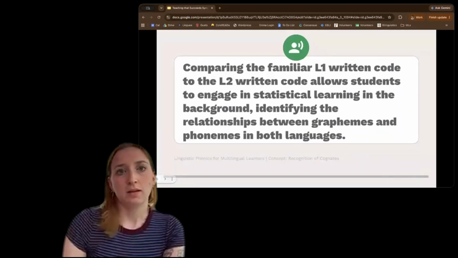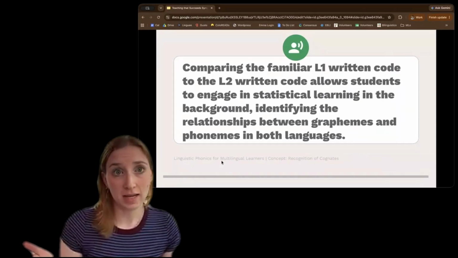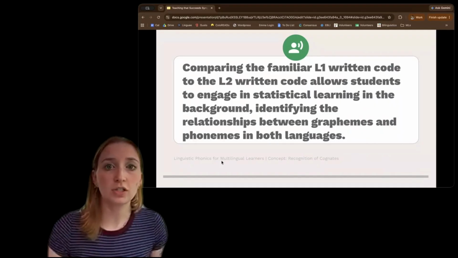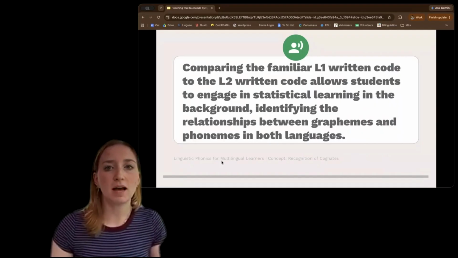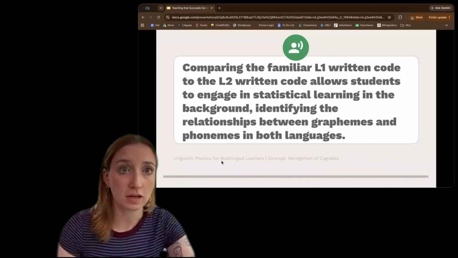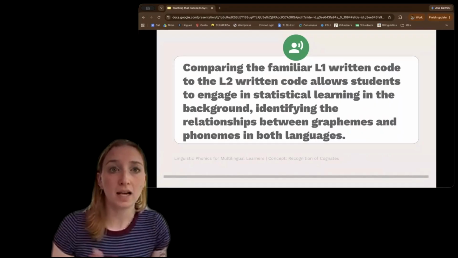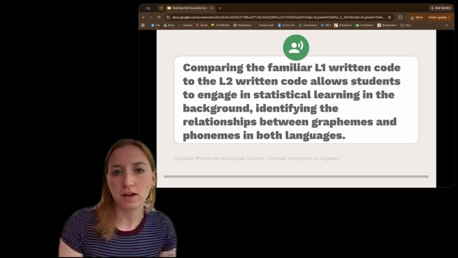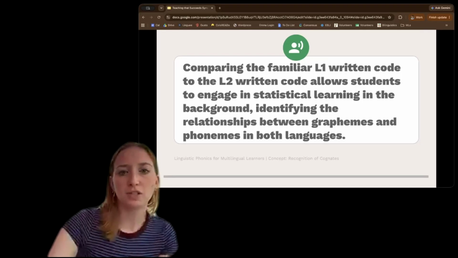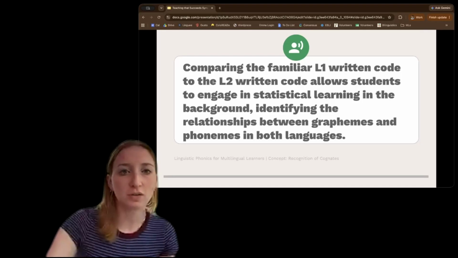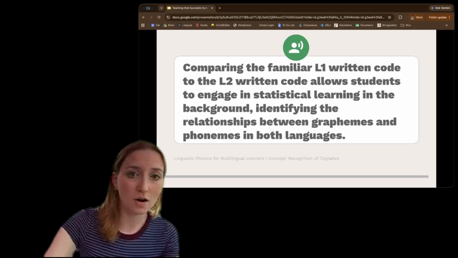So, comparing the familiar aspects of the home language with English is super useful for students because it allows them to apply the statistical learning, their ability to recognize patterns and match between the languages, kind of in the background. And so I'm going to provide some strategies for helping students to identify the relationship between graphemes and phonemes in their home language and English.